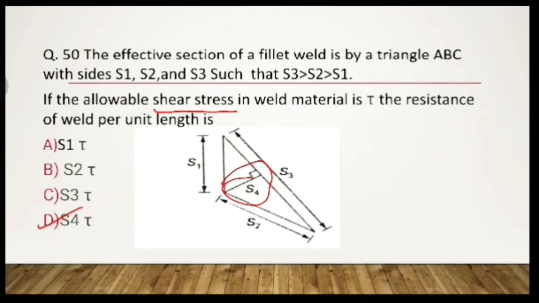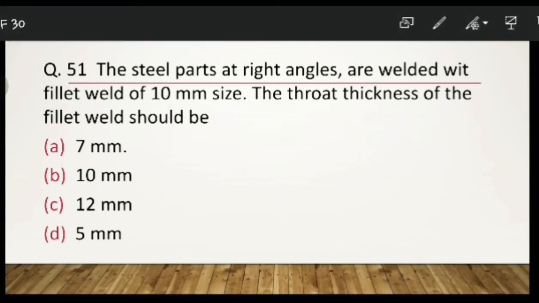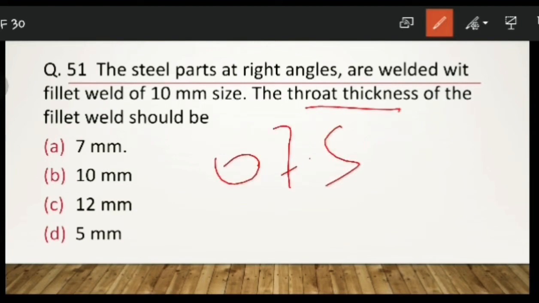Next question, question number 51. The steel parts at right angle are welded with fillet weld of 10 mm size. What should be its throat thickness? Option 1, 7 mm, option 2, 10 mm, option 3, 12 mm, option 4, 5 mm. We know the throat thickness is 0.7 times S. So option A is your correct answer, 7 mm.